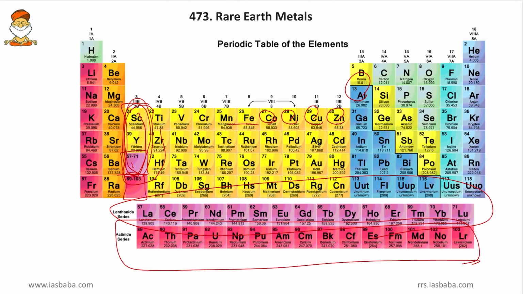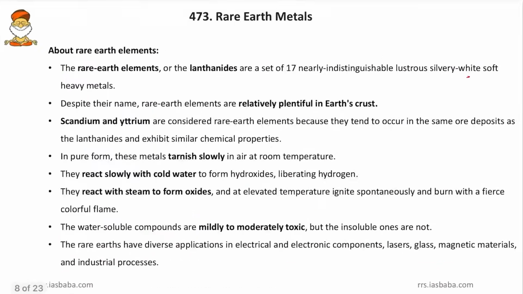Friends, why is the actinide series not included under the rare earth metals? Because most of the elements present in the actinide series are industrially produced. So, they are not present in the earth naturally. As they are not earth metals, they cannot be called rare earth metals either. They can be called rare metals, but they are not rare earth metals. So, this is how the actinide series is excluded and the lanthanide series is included in the rare earth elements or rare earth metals. Now, coming to more facts regarding the rare earth metals.